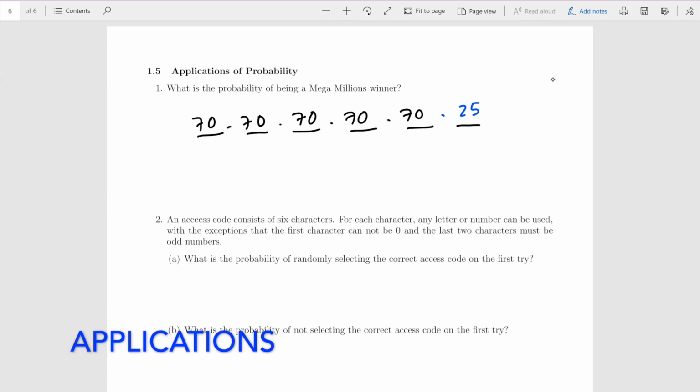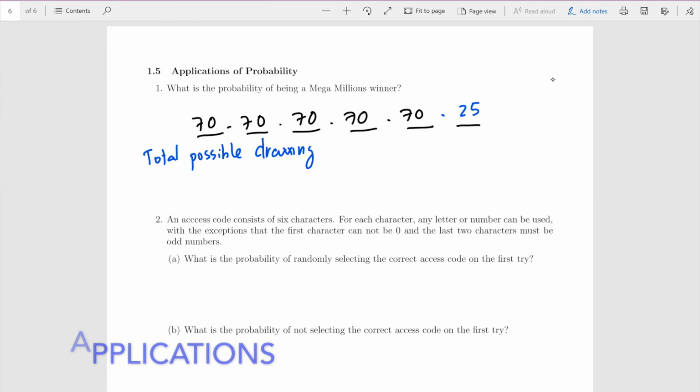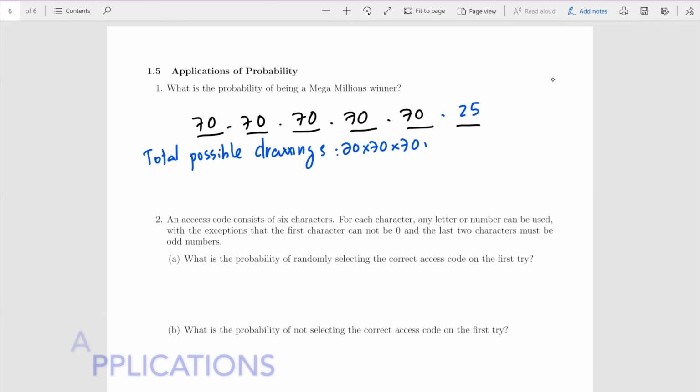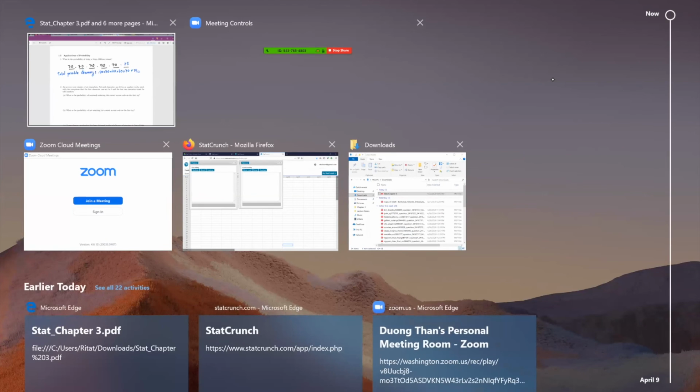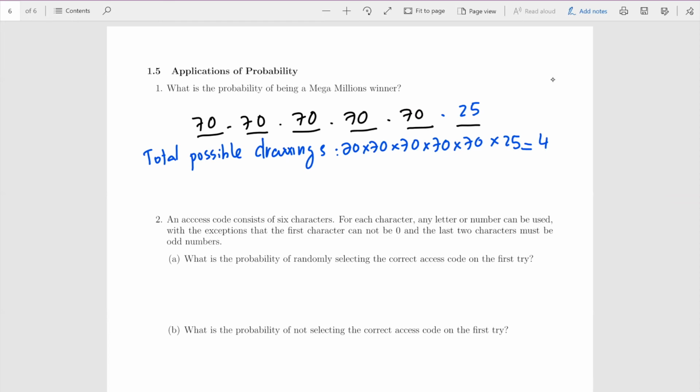So the total number of possible drawings, using the fundamental counting principle, equals 70 times 70 times 70 times 70 times 70 times 25, which will give us the number 4.2 times 10 to the 10. Huge number.